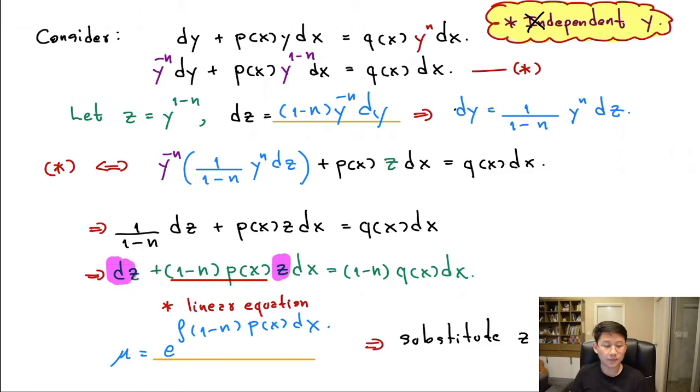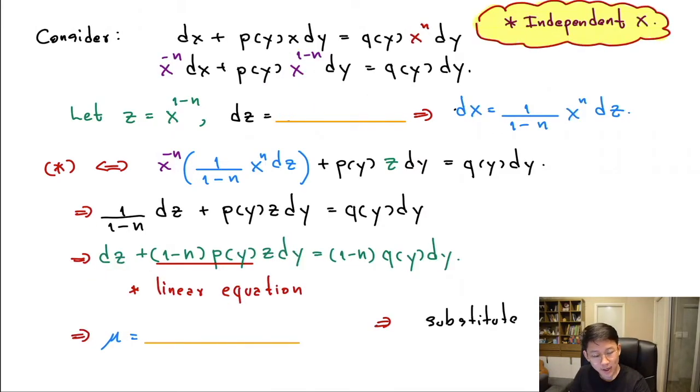Okay, so let's look at when x is the dependent variable. So first, the same approach: I'll divide the whole equation by x to the n. Okay, so I divide the whole equation by x to the n.